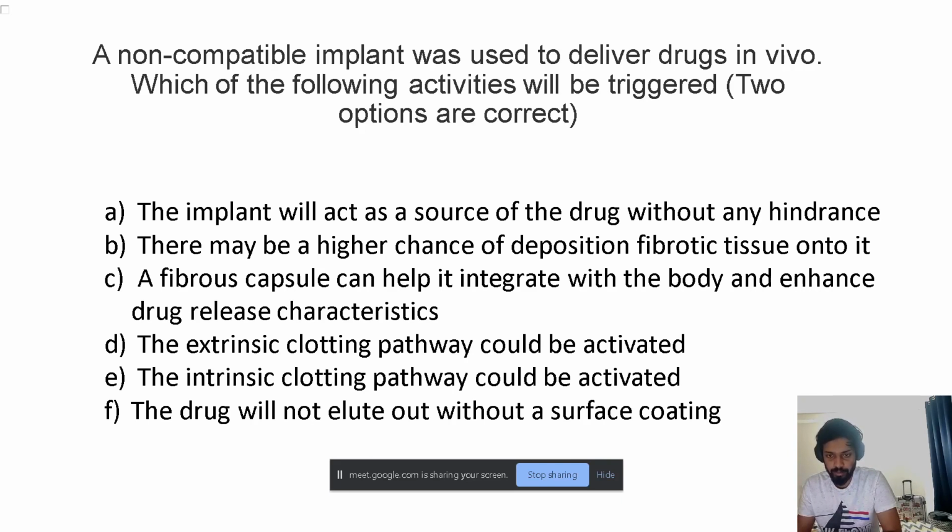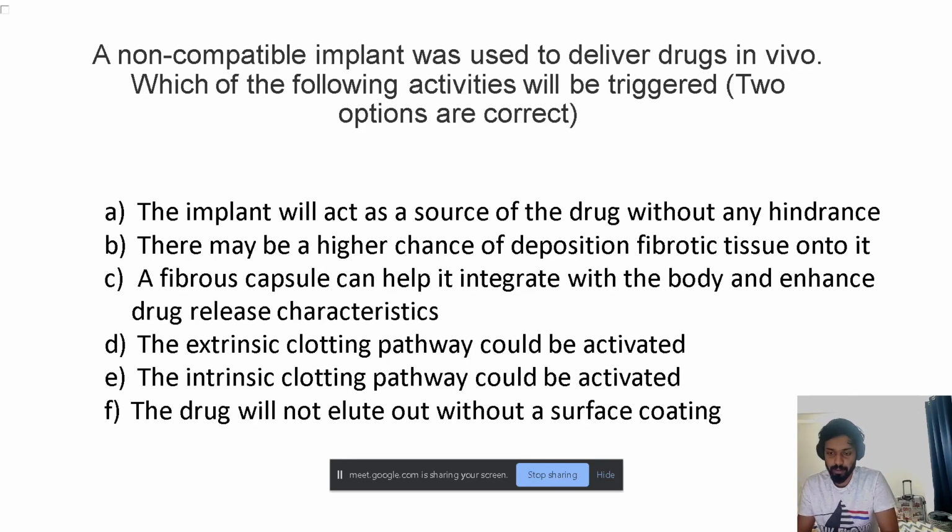Any guesses? It's a non-compatible implant, meaning some reaction is going to happen in vivo. So definitely the first option is not correct, right? The implant will not act as a source of drug without any hindrance, because if that were the case, it would be a compatible implant. Since it's a non-compatible implant, there is something negative that will happen that works against the drug and the implant. Okay, so first option might not be the correct option. There may be a higher chance of deposition of fibrotic tissue onto it.